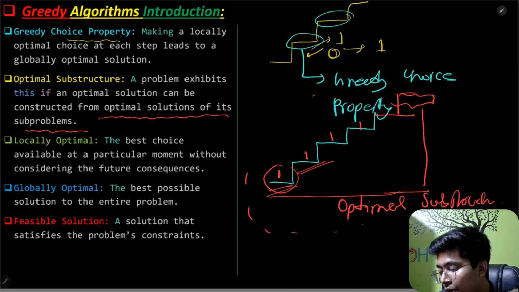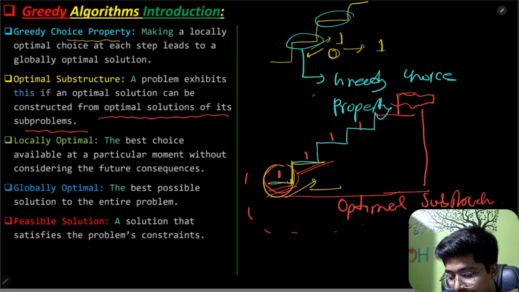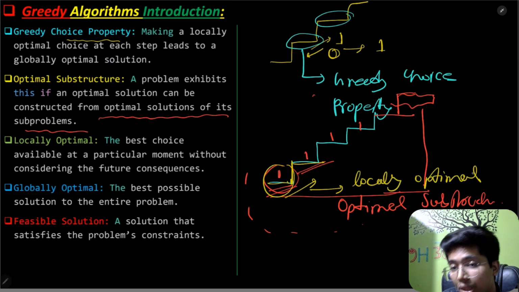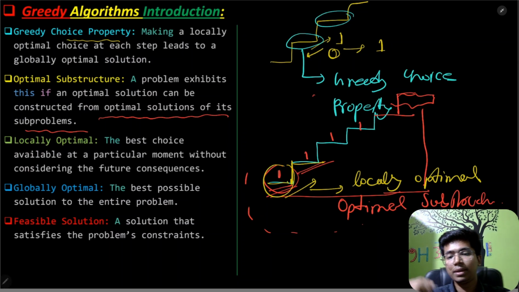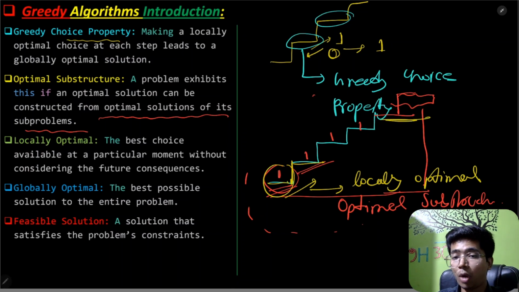Locally optimal. In every step we took some decision. Here we took the decision 1 to move forward. This is called locally optimal because that was the only best decision we could take at that position to reach our goal. So this is locally optimal. Globally optimal: here we can understand reaching this peak is global optimal.